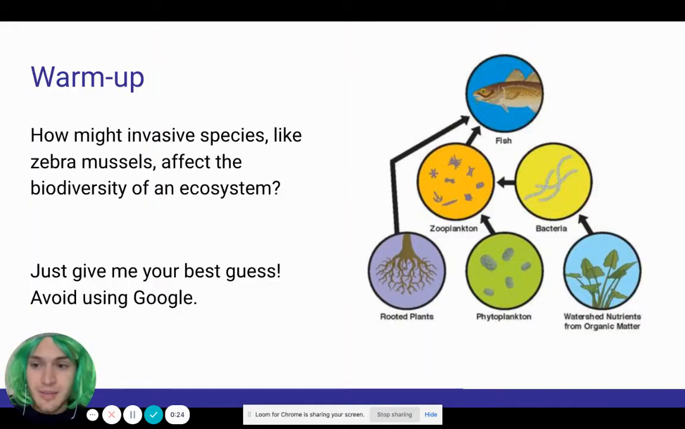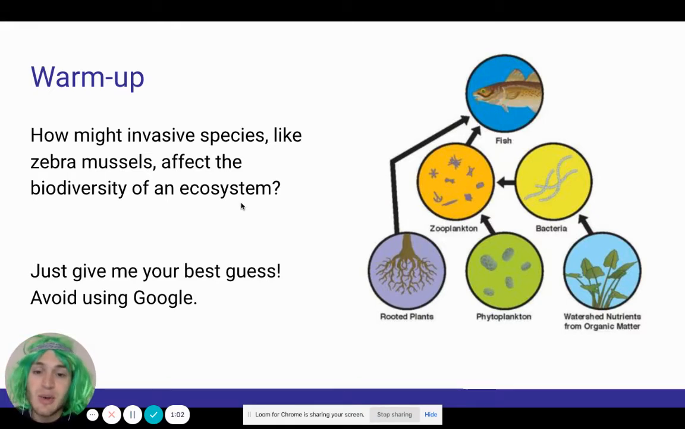But anyway, today's warm-up question is, how might invasive species, like zebra mussels, affect the biodiversity of an ecosystem? So the question is really asking about invasive species and how they affect biodiversity. Just to help you out, I gave you this food web, which is what we looked at in lesson 15, our last lesson. And when we looked at this food web, we talked about how zebra mussels affect the food web.